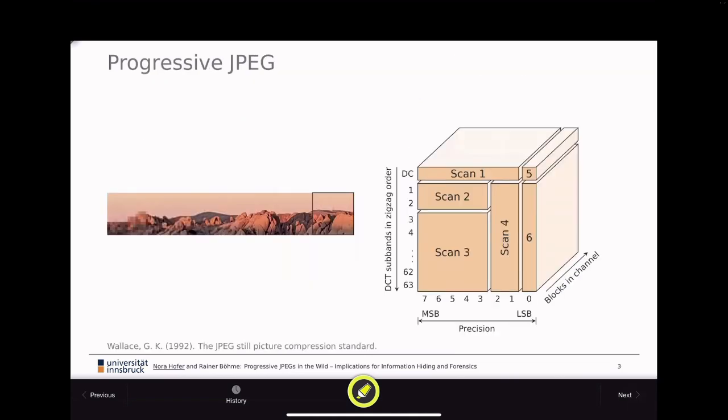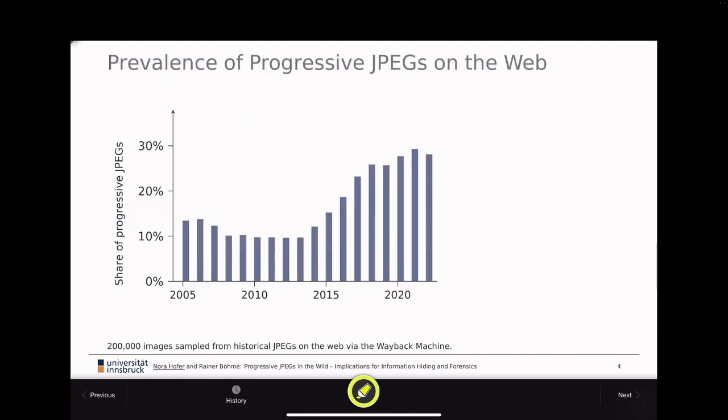Now, as I told you, the progressive mode has been part of the standard since the beginning. So we wanted to know if it is actually used or not. And to find that out, we did an ad hoc crawl and we collected roughly 200,000 images sampled from historical JPEGs on the 5,000 most visited websites between 2005 and today. And we can see that nowadays, approximately every third image on the web is a progressive one.